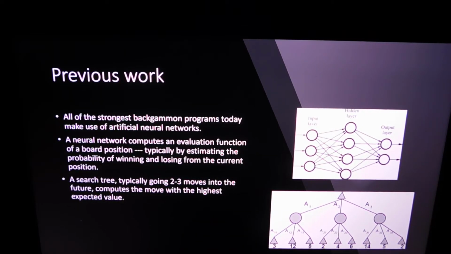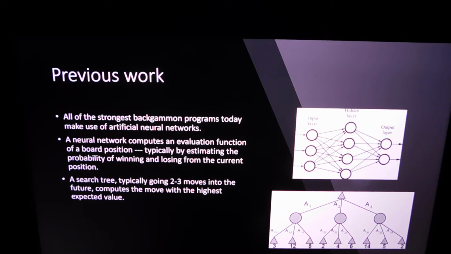So what are some previous results in AI backgammon? Practically all of the strongest backgammon AIs today make use of artificial neural networks. The neural network basically is trying to compute an evaluation function given the situation on the board. Typically it does that by estimating the probability of winning and losing from the current position. That's also known as equity. Most backgammon experts call the probability of winning equity.